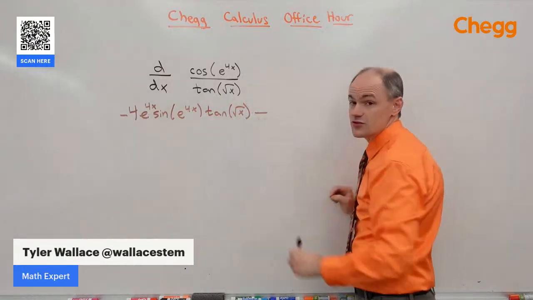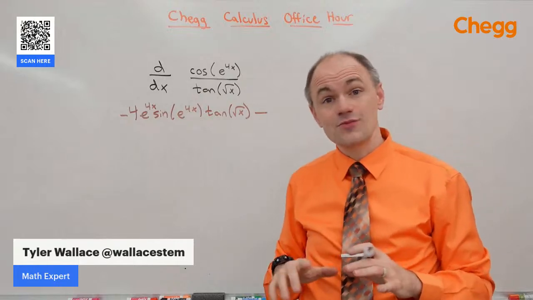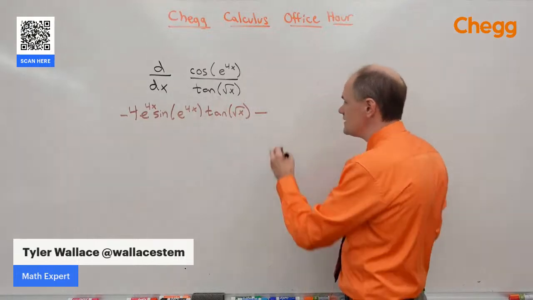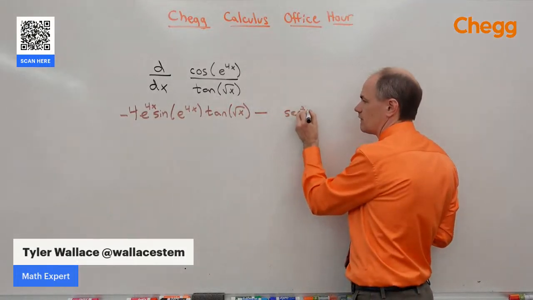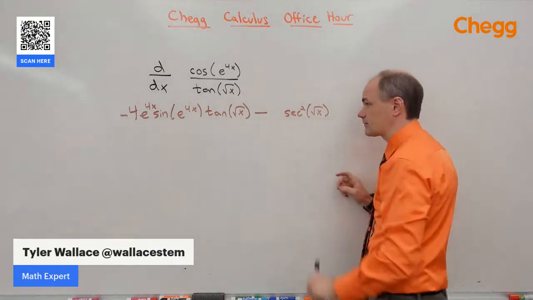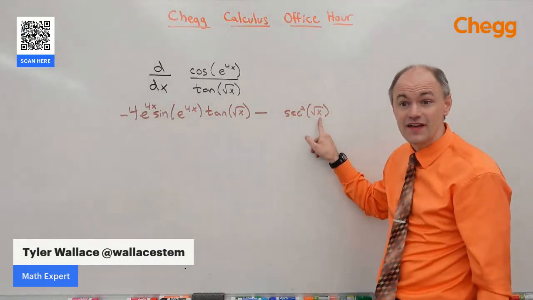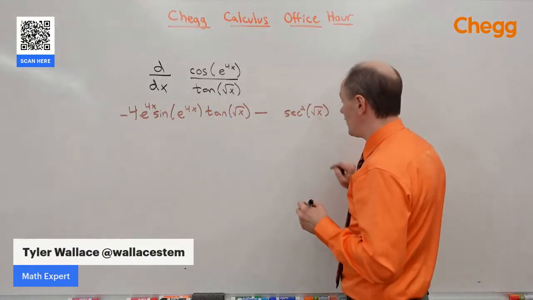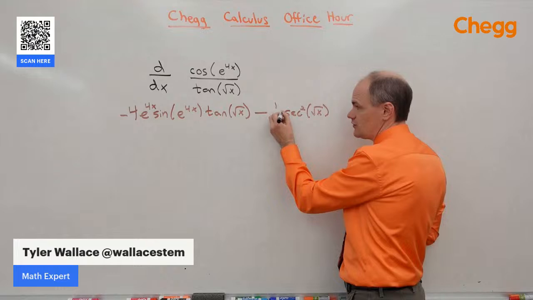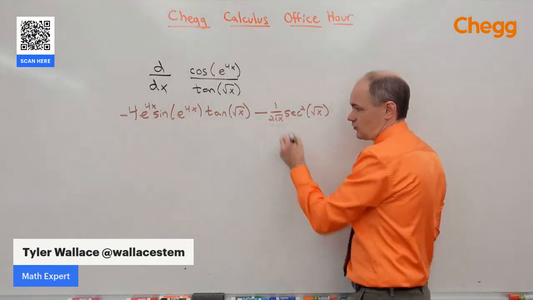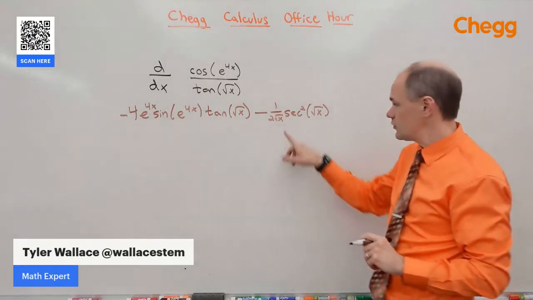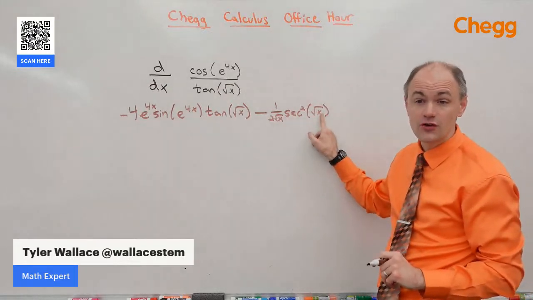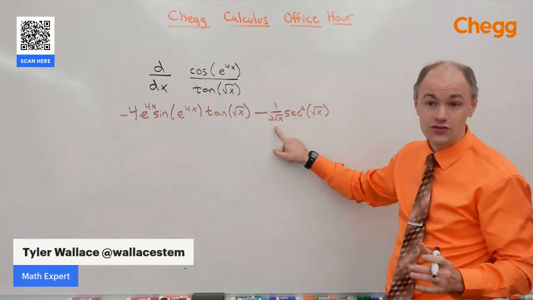All right, now we subtract, and the quotient rule then says we take the derivative of the bottom. The derivative of tangent is secant squared of that stuff. But again, because there's stuff in there, we need to multiply that by the derivative of the square root. The derivative of the square root is 1 over 2 times the square root. If you don't know that formula, you can treat that as x to the 1/2 and just use the power rule. But it's a nice one to know, because we do that one a lot: it's 1 over 2 square roots.